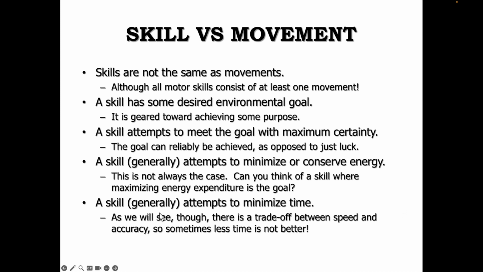And fourth, a skill generally attempts to minimize time. For example, if I'm trying to be more skillful at running, I would be running faster. So some skills typically want to minimize the amount of time spent executing that particular skill. So the less time it takes to execute a skill, typically the more skillful a person will be. Now we'll talk about a little bit later, there is a trade-off between speed and accuracy. So sometimes less time is not necessarily always better.